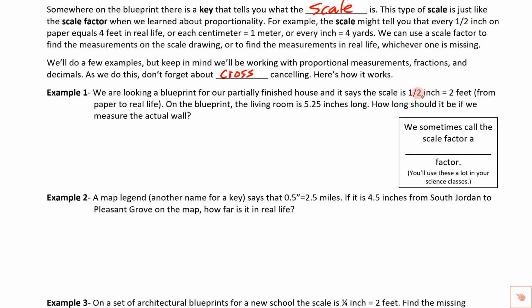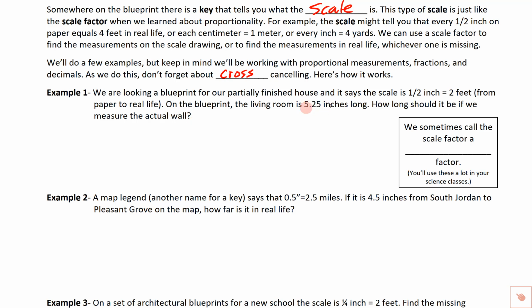So a ½ inch on the paper equals 2 feet in real life. And it says on that blueprint, the living room is 5.25 inches long, so 5¼ inches long. How long should it be if we measure the actual wall? So we're looking at the blueprint and we can measure the wall of this living room. We should be able to tell how long it would be.